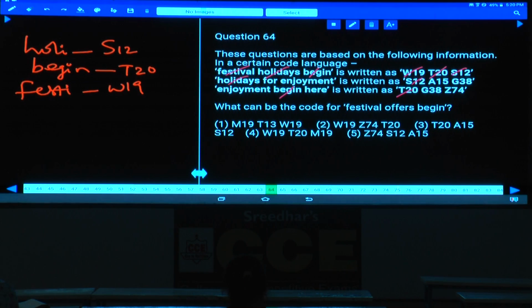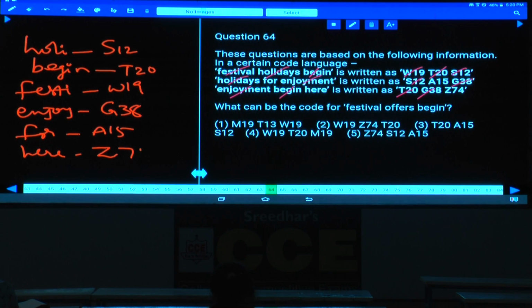Then for and enjoyment. Enjoyment is the word which is common between these two. As enjoyment is common, then what is the code common here? G38. Enjoyment, G38. Then next one, for. And what is the code to this word for? For is A15. And the next one here is Z74. Now these are the words and their corresponding codes.